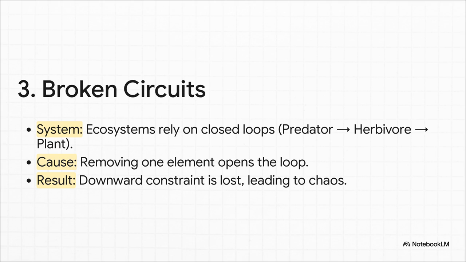Predators control herbivores. Herbivores eat plants, and the amount of plants around helps determine how many predators there can be. It's a closed loop. But if you take the predators out, poof, the loop is broken. That downward constraint on the herbivores vanishes. Their population explodes, they mow down all the plants, and the whole local system just collapses into chaos.